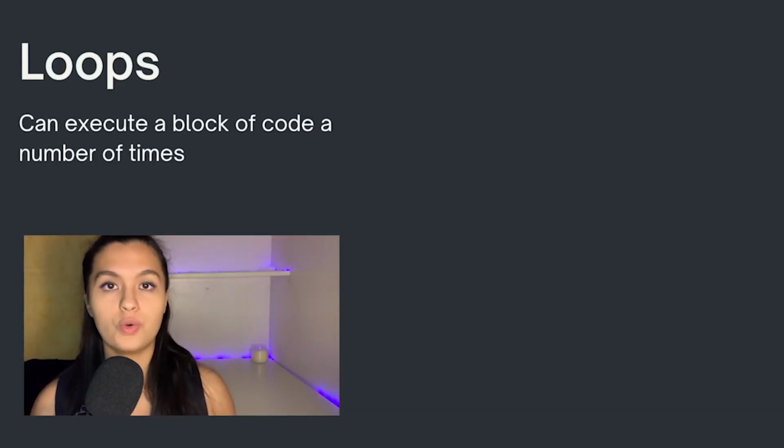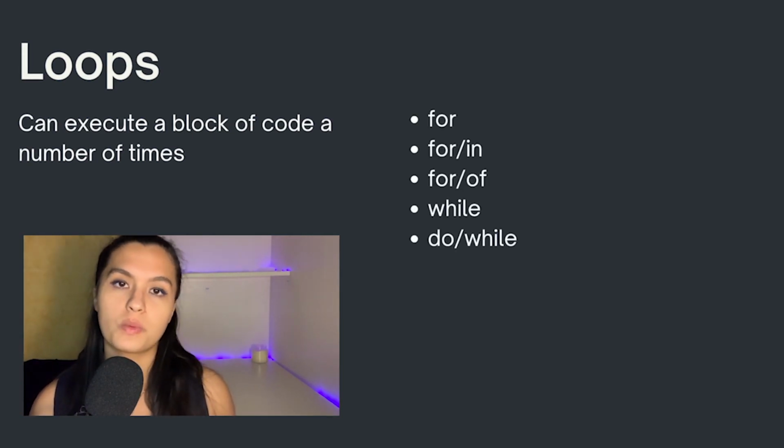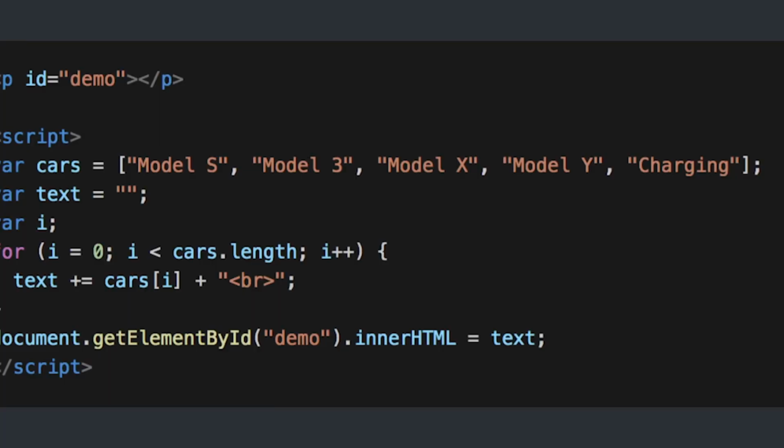Next, we're going to be looking at loops. Loops can execute code multiple times. Now, there are many different types of loops in JavaScript, but we're going to be looking at the for loop. Now, let's have a look at how to write a for loop that is going to print each item in an array in a paragraph, making sure that each item is written in a different line.